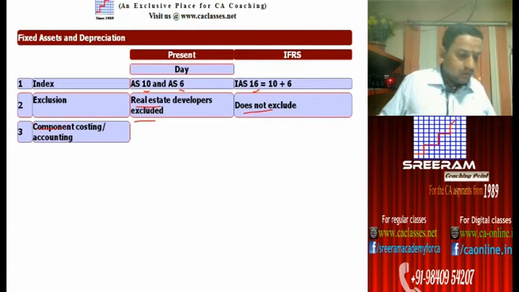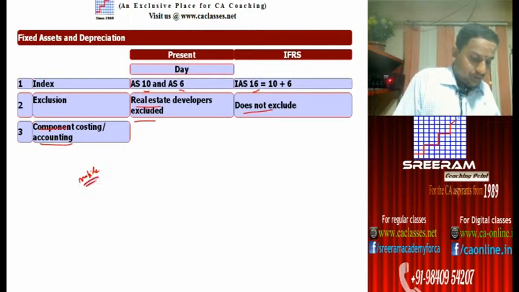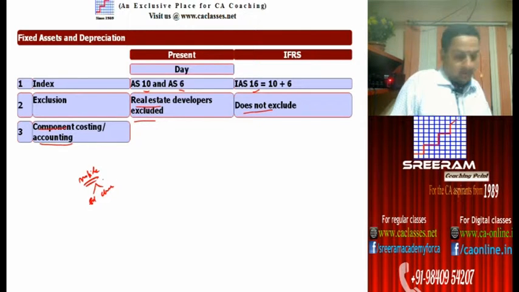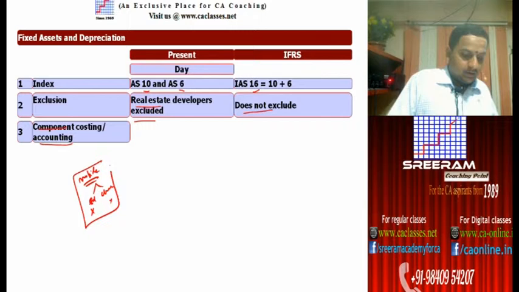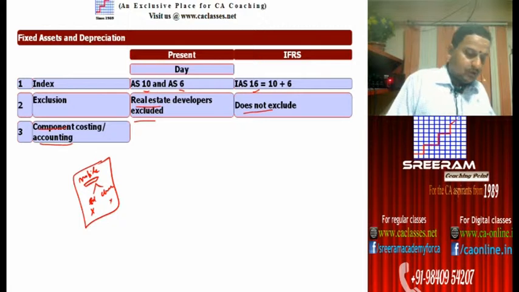Then component costing or accounting. As of now, if you just take a simple example, mobile. We have a mobile set as well as a charger. If you want to capitalize the mobile, the whole set we call it a mobile at present standard. Assume the cost of the mobile is 20,000, we used to depreciate this 20,000. But this 20,000 includes the mobile, for example, 19,000 and the charger is 1,000.